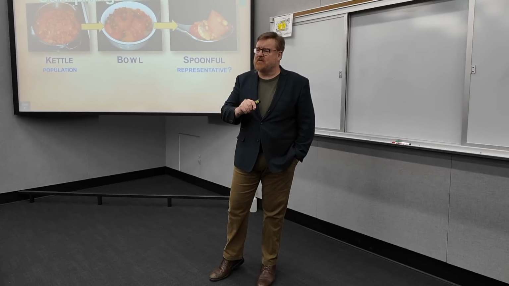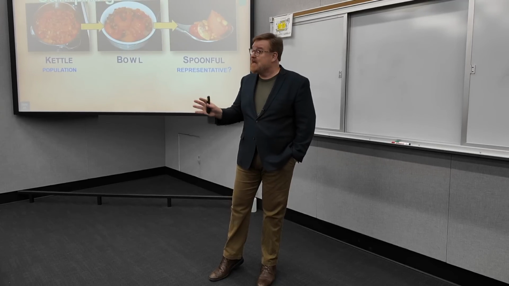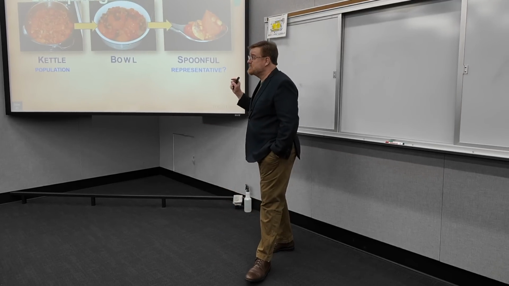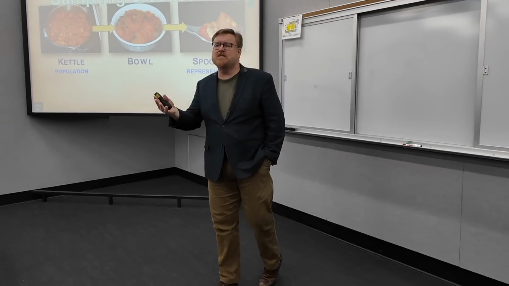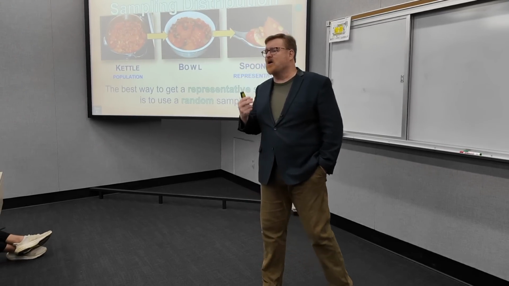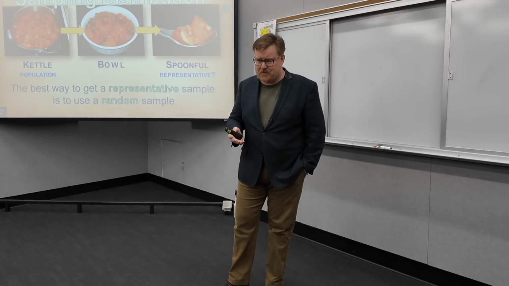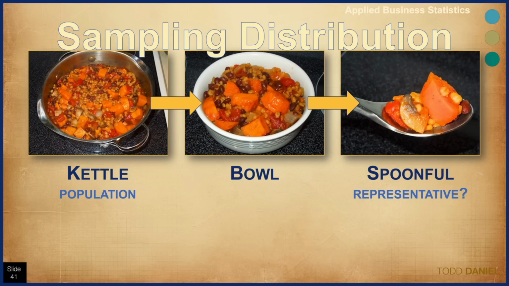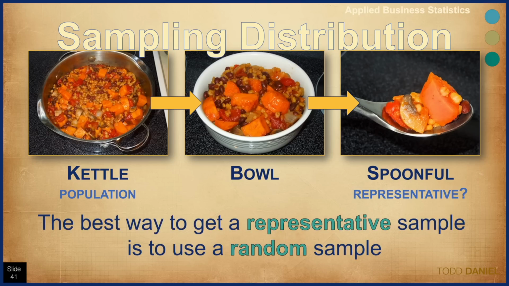So I want to be sure if I'm going to draw any conclusions that I have a representative sample, that all of the elements in the population are represented. Well, how do I get a representative sample? The best way to get a representative sample is to use a random sample.